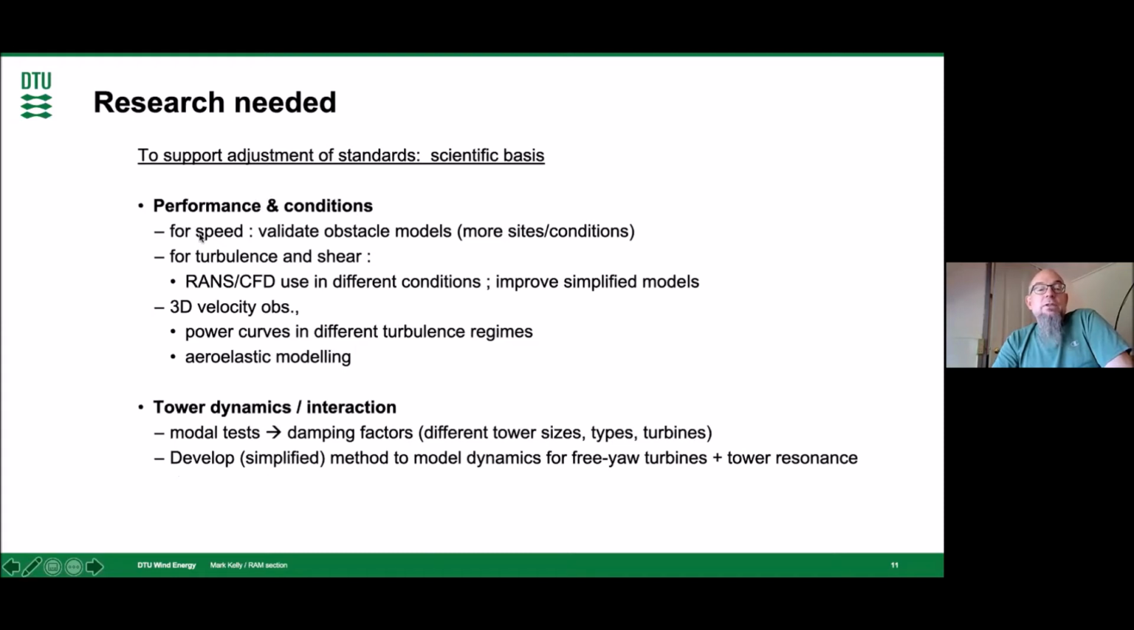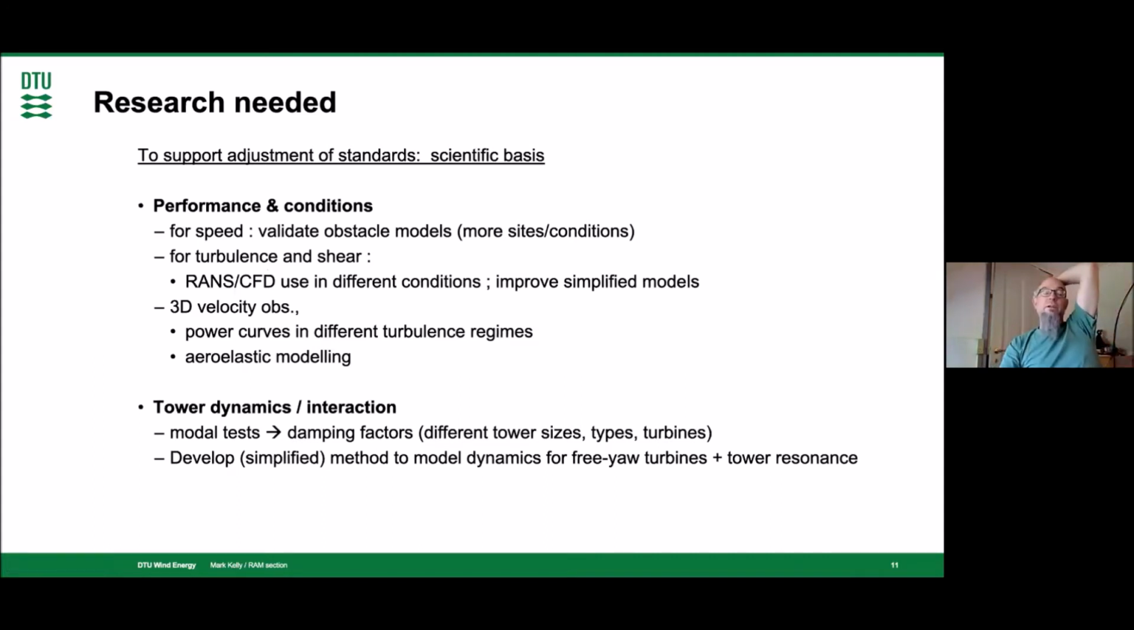Performance and conditions: we have to get into obstacle models to get better predictions of what the wind speed is going to do in a given place, just for siting these things. And then for turbulence, that's really hard and still lagging. So RANS, that is CFD, research on that can help improve some of the simplified models that we do have. And again, we need 3D sonic anemometer type observations more. Further, putting this together with power curves from turbines that have been observed in different operating regimes.